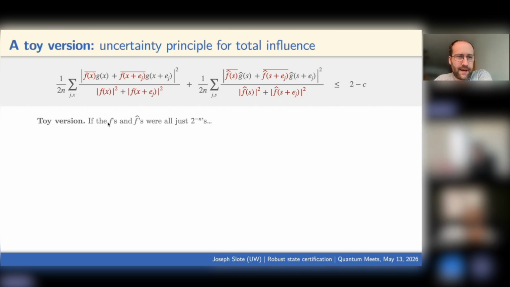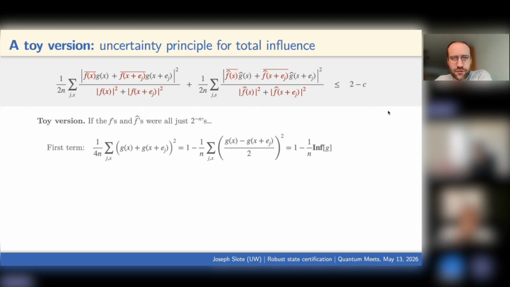So I'm going to make the fantastical assumption that every value of f and every value of f hat is positive 2 to the minus n. So there's no function with this feature. It does not exist, but let's just pretend it did. If this is true, then what you can do is substitute it in. So I've simply replaced all of these red things with 2 to the minus n.